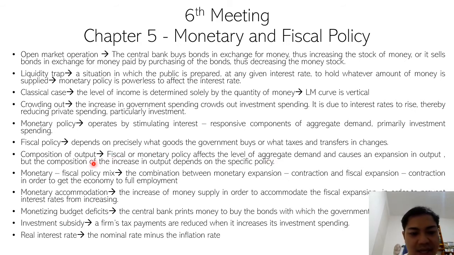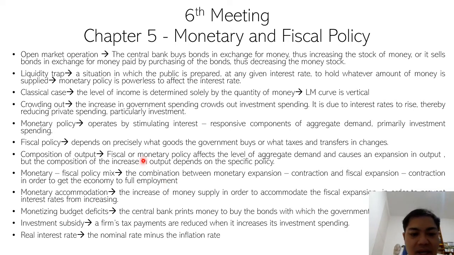And the next one is the monetary-fiscal policy mix, which is the combination of monetary expansion or contraction and fiscal expansion or contraction in order to get the economy to full employment. Full employment is the condition where all the resources of the economy are fully used. So in order to stimulate full employment, we need to conduct the monetary-fiscal policy mix.